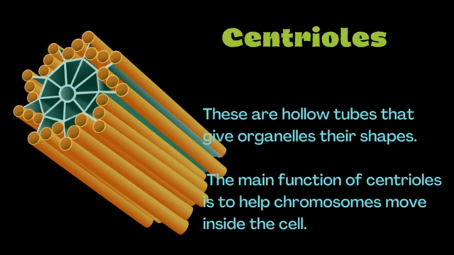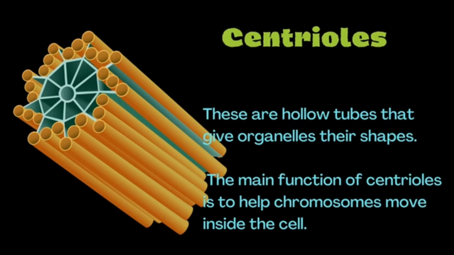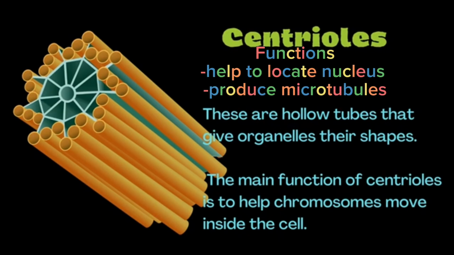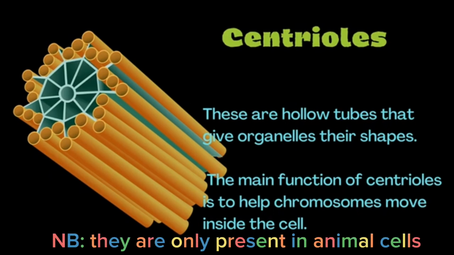The next organelle which we are looking at are the centrioles. These are hollow tubes which give organelles their shapes. The main function is to help chromosomes move inside the cell. They play a role in organizing microtubules which serve as the cell's skeletal system. They help determine the locations of the nucleus and other organelles within the cell. And during cell division, they produce fibers called microtubules which help in splitting the cell apart. The major important thing to note about centrioles is that they are only present in animal cells and they are not found in plant cells.